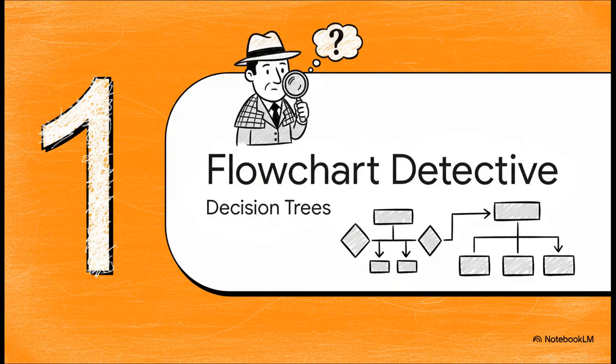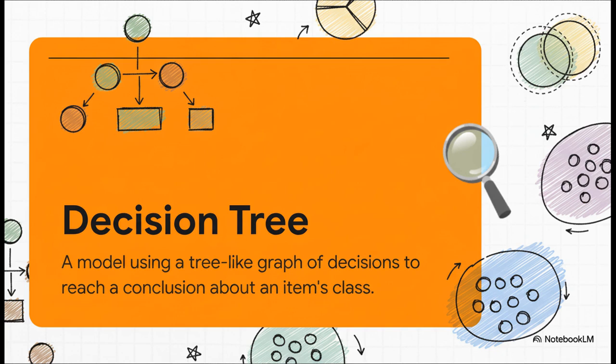Okay, so our first method for tackling this is what I like to call the flowchart detective. This one is super methodical, totally logical. It solves the case by asking a series of simple questions, following the clues one step at a time. And this detective's real name? The decision tree. So what exactly is a decision tree?